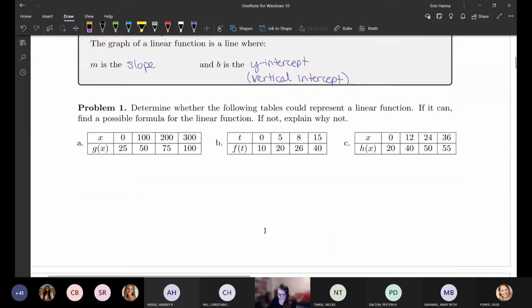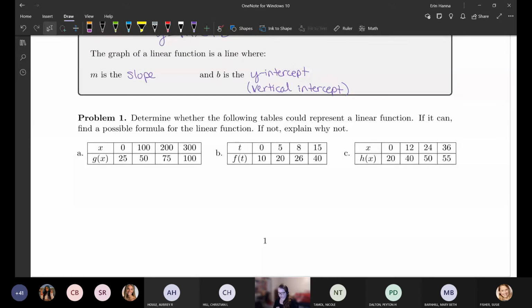So if we look at these tables, if we want to figure out whether or not they're linear, there's a couple ways we can do this. I personally like to do this little, I call it a loop way. I don't really know why I call it a loop, but essentially what I do is I look at the changes in the x's. So I'll look at this table and say, okay, between 0 and 100, that goes up by 100. And then between 100 and 200, that goes up by 100. And then up by 100.